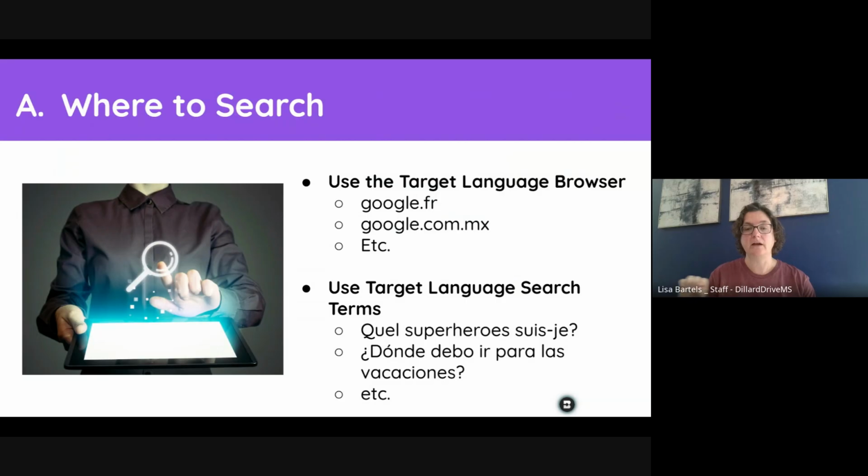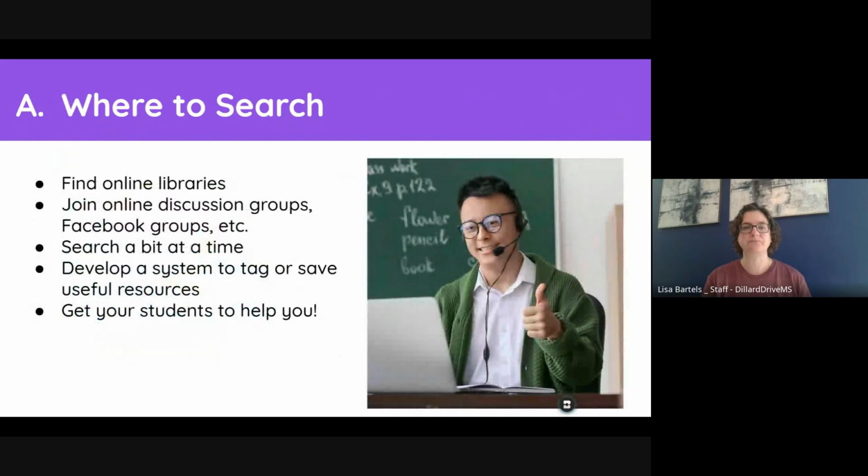Google.com.mx is Mexico's browser, and there are versions of that for other Spanish-speaking countries. So find the Google browser extension that works for the country you want to search in. You'll get better search results. And then use target language search terms like "quel superhéros suis-je?" or "¿Dónde debo ir para las vacaciones?" Or whatever it is you're searching. Search the way a target language teenager would search, and don't search in English.